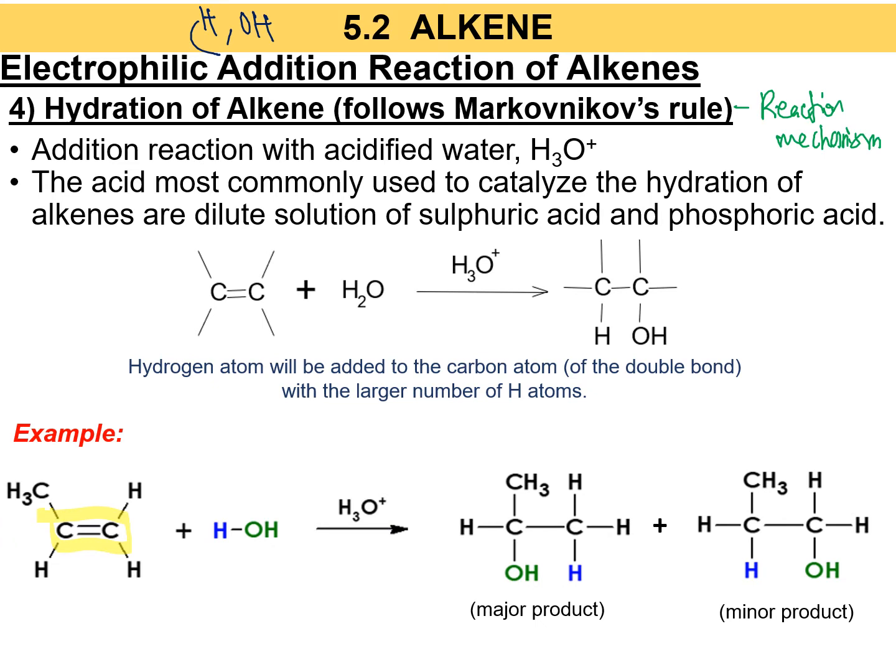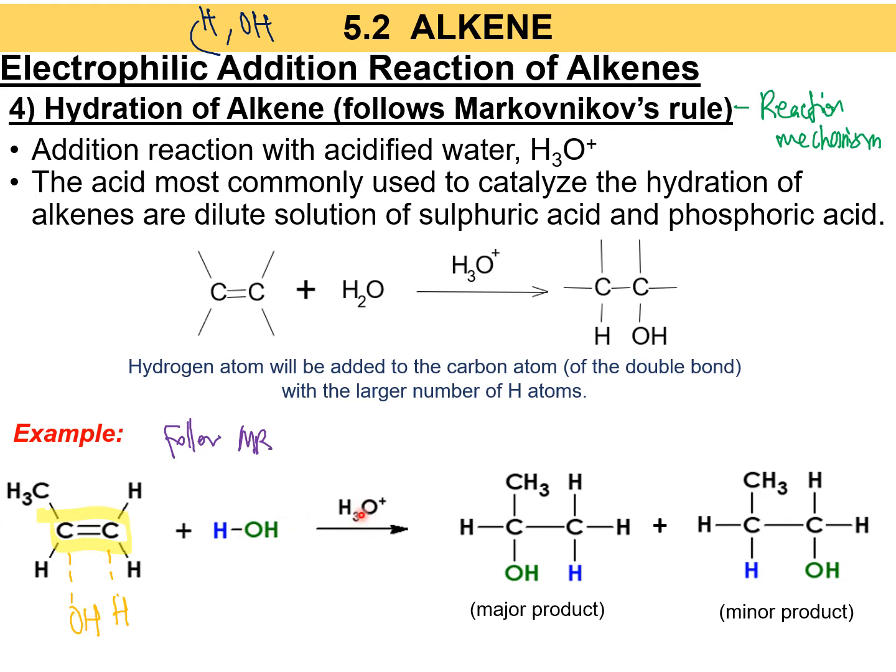You just need to remember hydration of alkene pun dia follow Markovnikov's rule. So bila dia follow Markovnikov's rule, you need to remember carbon double bond yang banyak hydrogen atoms lah yang kita akan add hydrogen. Carbon double bond yang paling sikit hydrogen atom yang kita akan add OH. In this case sebab dia hydration, dia punya reagent dia berbeza, so kita akan add OH instead of halogen lah sebab tak ada halogen pun kat sini kan.